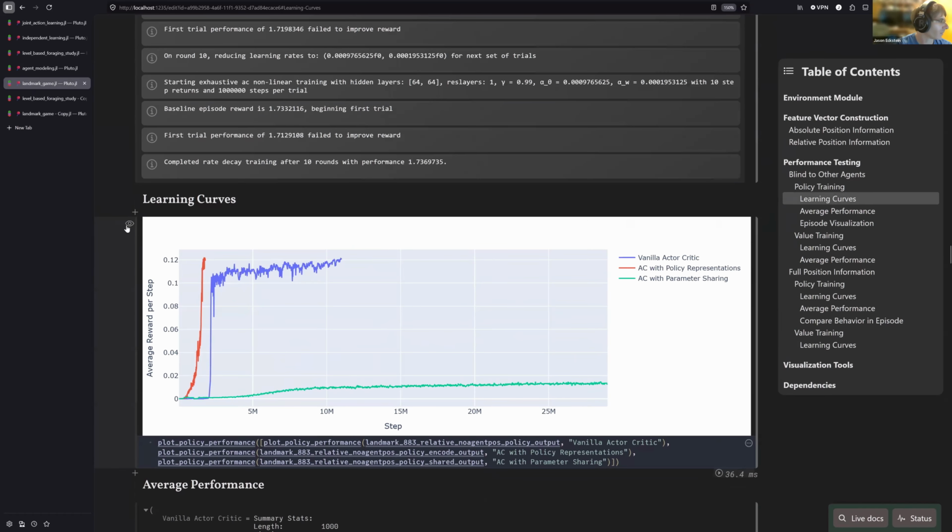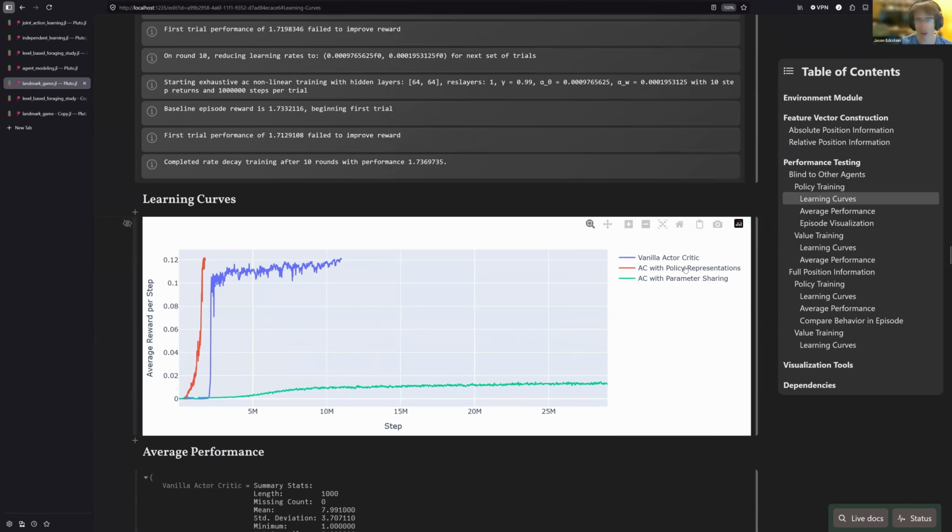So here's an example of training this with all the different algorithms we've talked about. We have vanilla actor critic. It takes a while, or doesn't learn anything, and then suddenly it figures out how to do this. Then this is with policy representation, where we have the encoding.